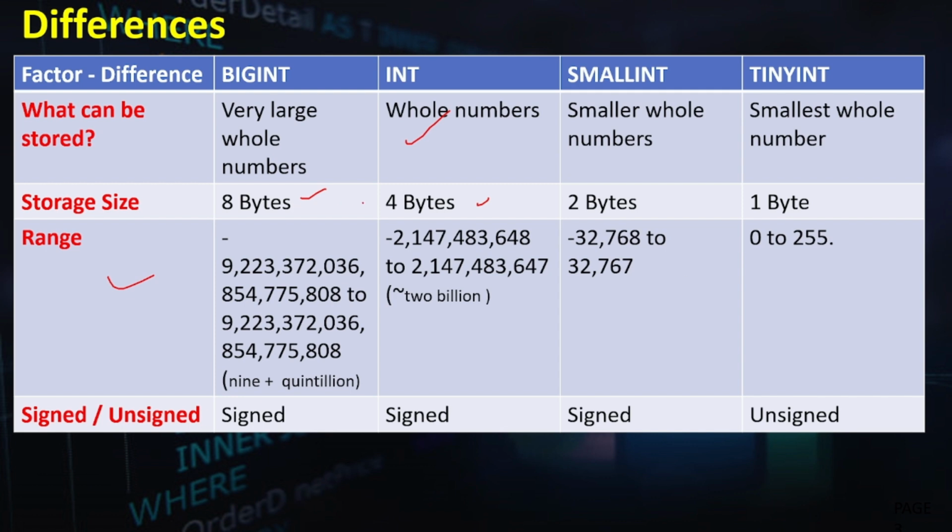Whether you can store negative and positive values both in the data type or not: except tinyInt, in all 3 variants, BigInt, int, and SmallInt, you can store signed values, that is negative as well. Make sense? Having said that, these 4 points which I have discussed here clarify your concepts on the differences between all these 4 integer data types.